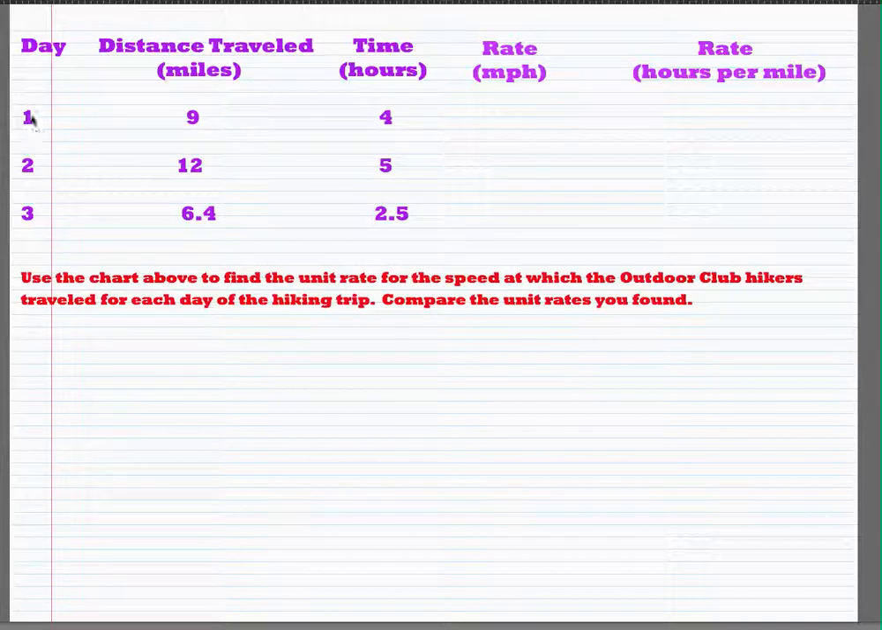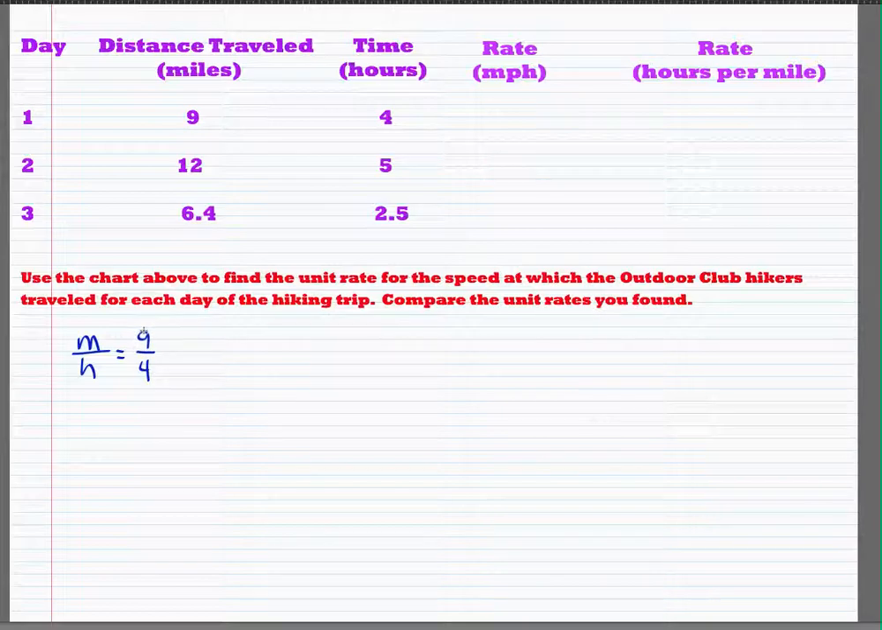So here we have the chart, day 1, day 2, day 3, how many miles they traveled, and the hours it took them. The first thing I want to fill out is the miles per hour. If we write that as a ratio, as a fraction, I'm going to write it as miles per hour. I'll take exactly what I'm asking for: the miles up top, so the miles I traveled was 9, and the hours it took me is 4.